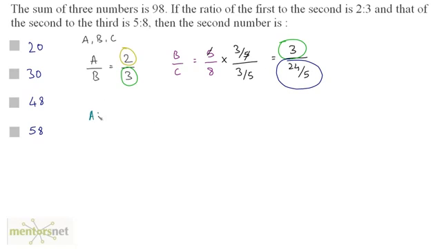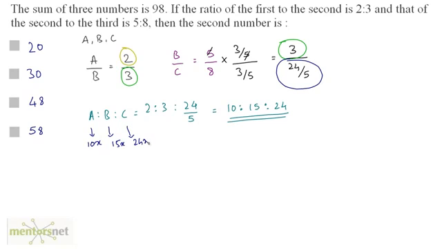So A is to B is to C equals 2 is to 3 is to 24 by 5. Now I can multiply all of the terms by 5. So 5 times 2 is 10, is to 15, is to 24 is the ratio of A is to B is to C. Now I can say that A is 10x, B is 15x and C is 24x.